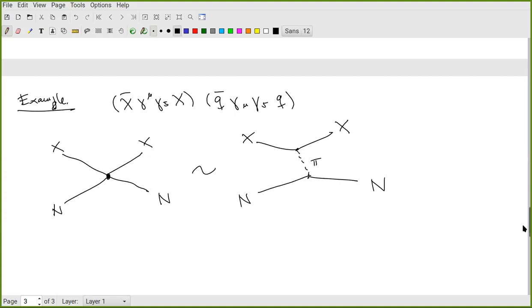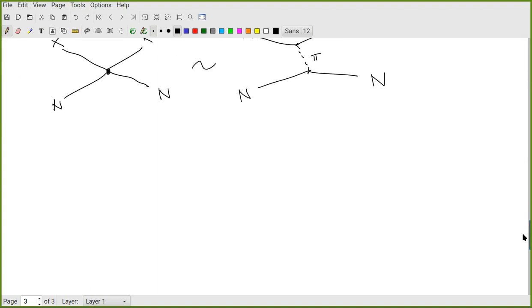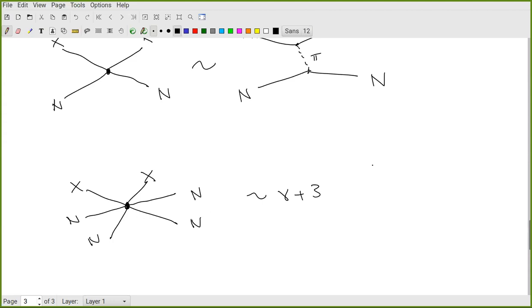Or you can ask what about interactions where a dark matter particle interacts with two nucleons at once, something like this. If you analyze this using the power counting formula, you will see that this is always suppressed by 3 powers of q over m. That always goes like the leading diagram plus 3, so it's always down by q over m to the power 3.